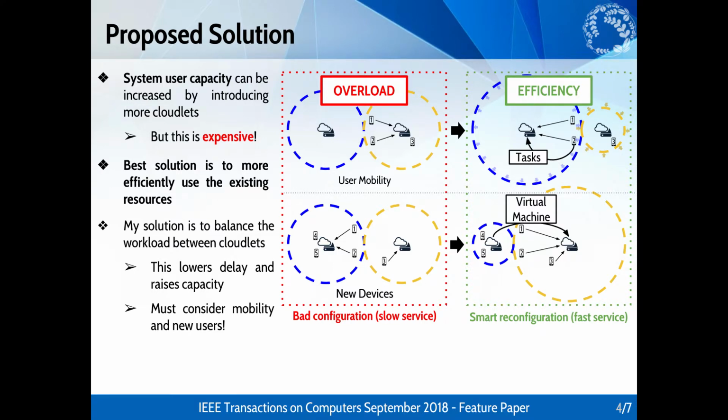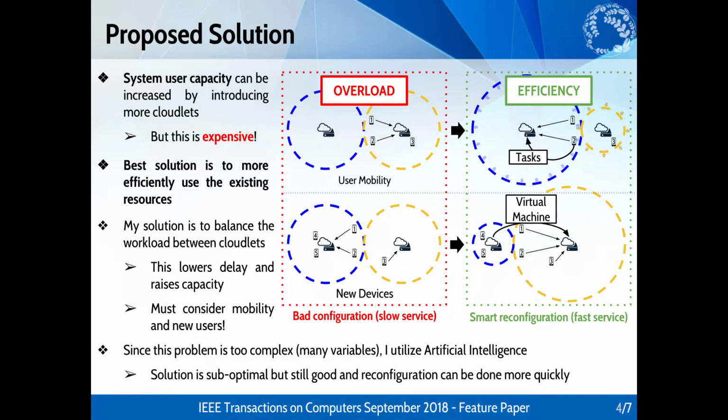As shown here by this example, we can change the transmission power level of the cloudlets and migrate virtual machines, which are the virtual images of the devices, between the cloudlets in order to balance the workload and make sure that no cloudlet is overloaded. My solution lowers delay and raises capacity, and also must consider mobility and new users to make sure that we can have a very smart reconfiguration that will guarantee us a fast service and a higher quality.